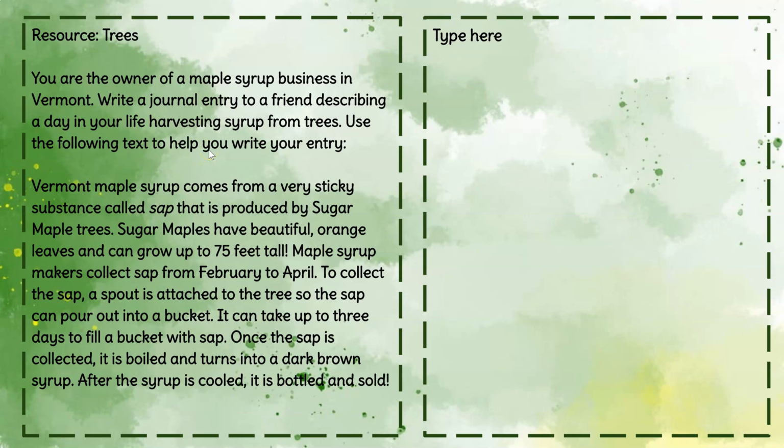Your final choice is trees. Pretend that you are an owner of a maple syrup business in Vermont. Write a journal entry to a friend describing a day in your life harvesting syrup from trees. You also have a text here to help you write your entry.